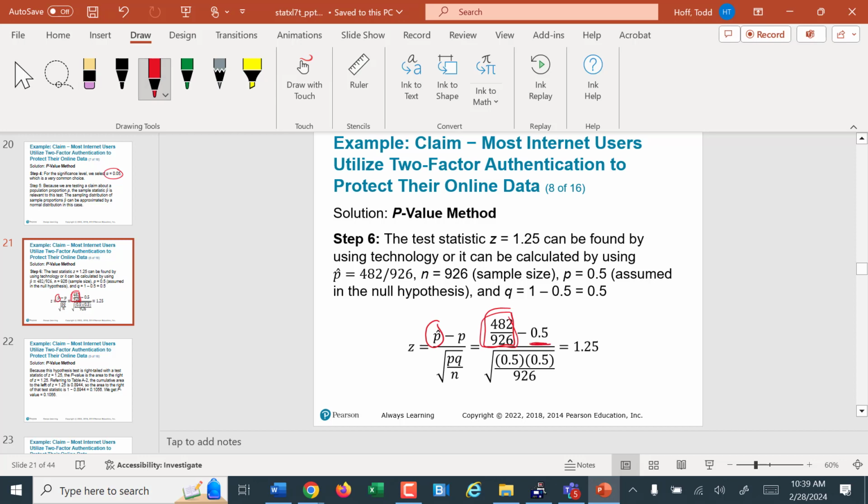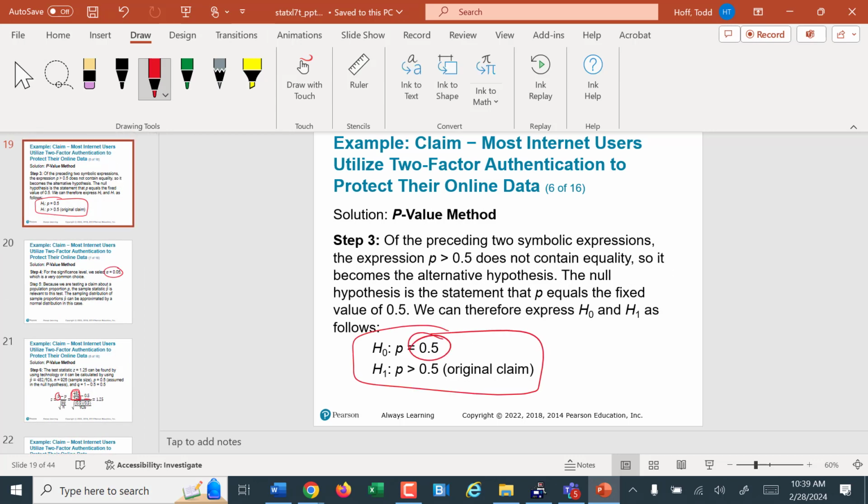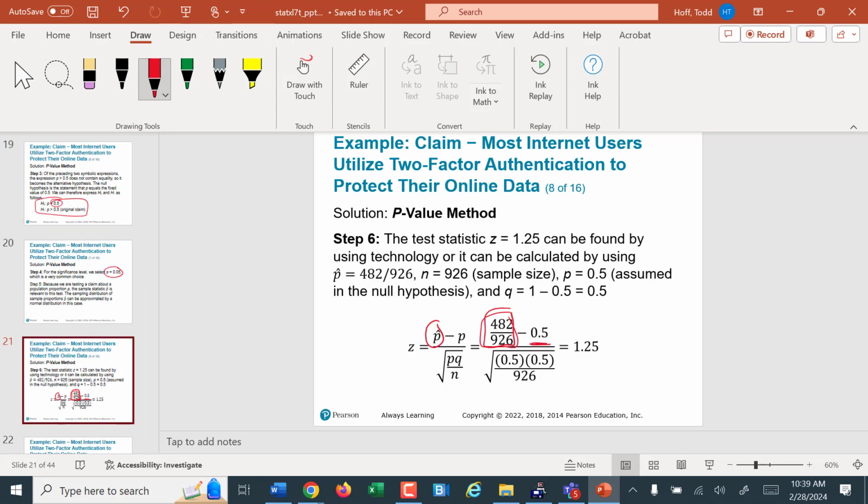Minus the hypothesized value. In the null hypothesis, the value was 0.5. So that's where that 0.5 comes from, the value from the null hypothesis. So we subtract that to get a value on top. On bottom, we do that square root of p times q divided by n. And when we divide those values out, we get 1.25 is our test statistic.